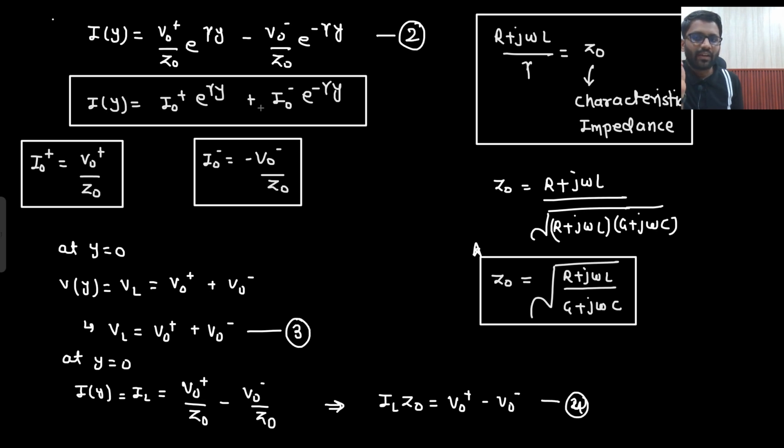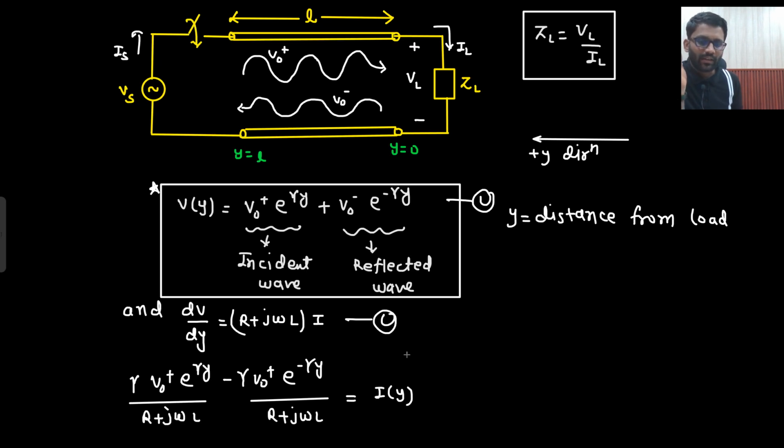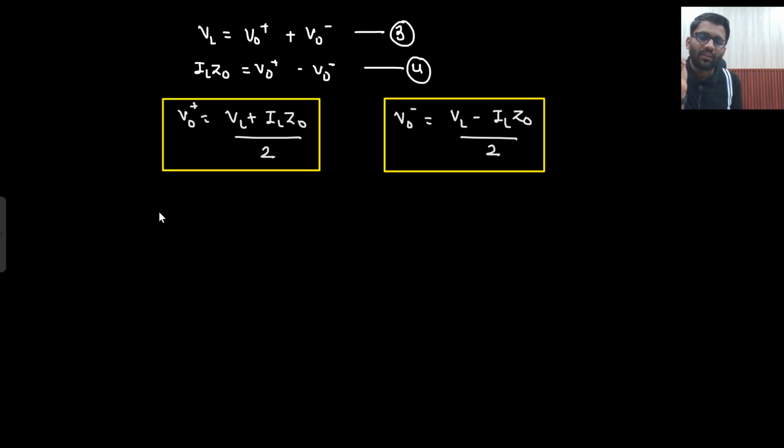This equation I can write down very easily, and this equation also I can write down very easily. From there, I just got these expressions. Now what I need to do? In equation 1, I will put the value of V naught plus and V naught minus from equation 1. Okay, so this is the easiest way of this derivation.